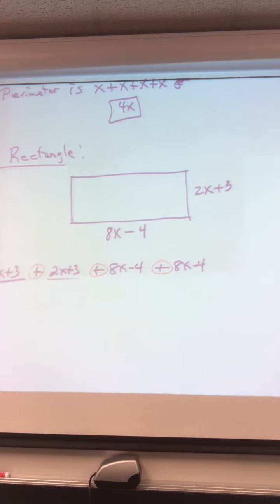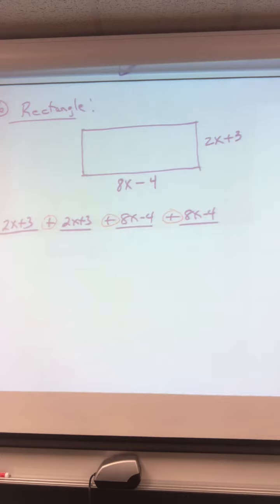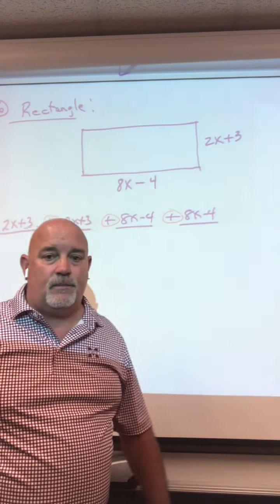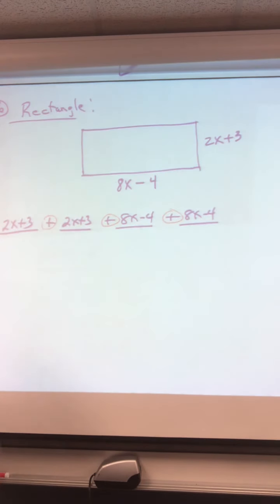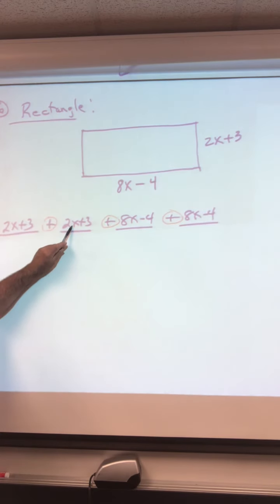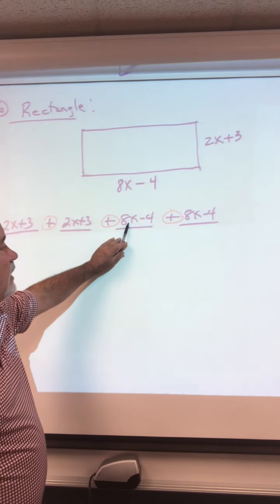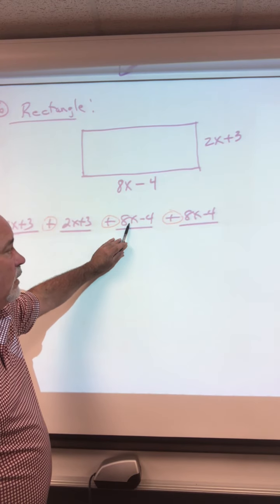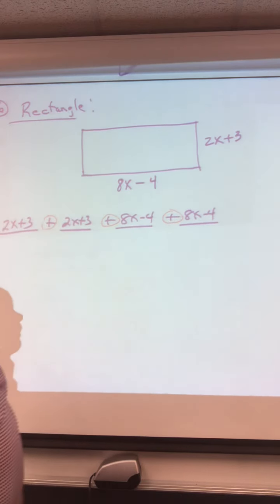if you write it out the long way, it would be 2x plus 3 plus 2x plus 3 plus 8x minus 4 plus 8x minus 4. Now, add your like terms together. 2x plus 2x is 4x. 4 plus 8 is 12x. And 12 plus 8 more is 20x.